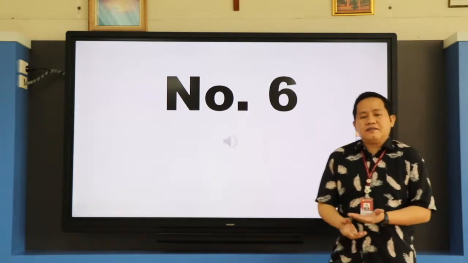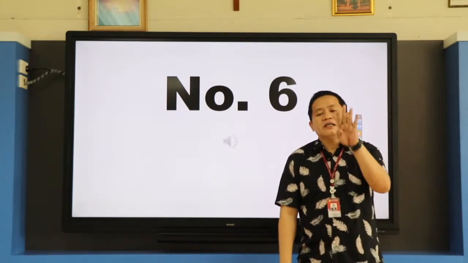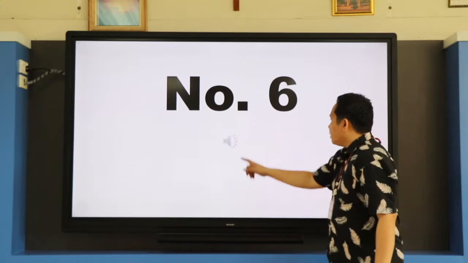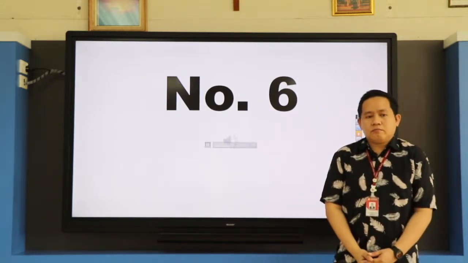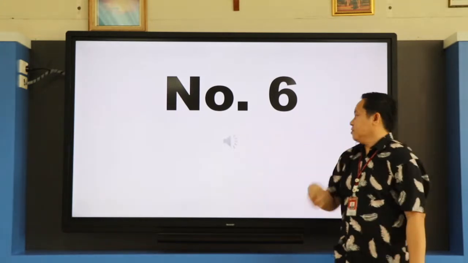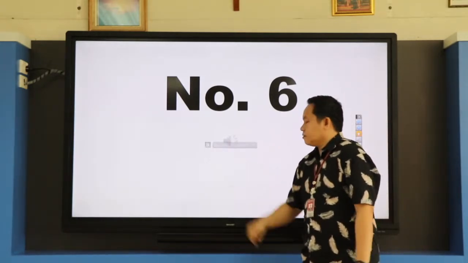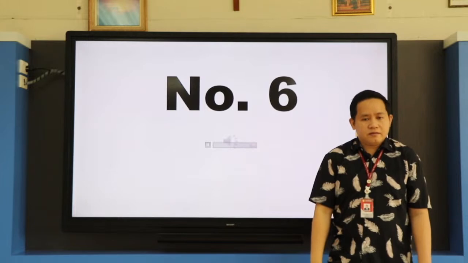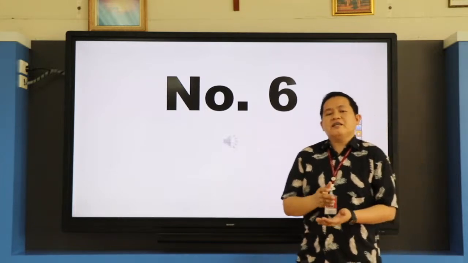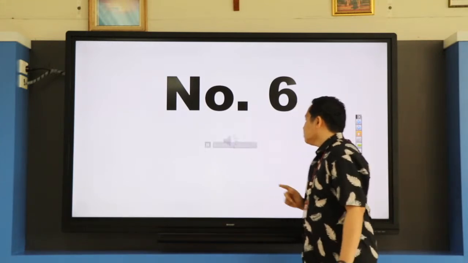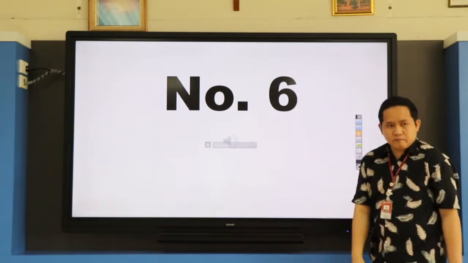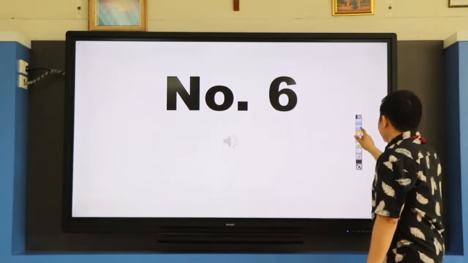6 to 10 is a multiple choice. There are four options. Choose only one. Number 6. This is the ability of an object to float in a liquid. Last one. 6. This is the ability of an object to float in a liquid.